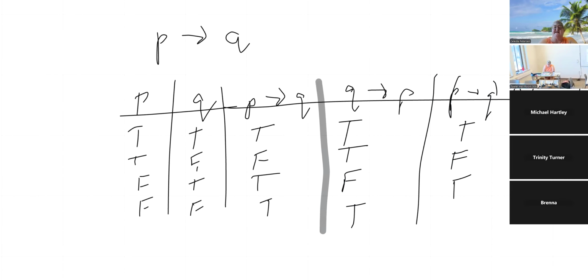This is the same as the biconditional, P if and only if Q. So in the biconditional, if P happens and Q happens, the biconditional is true. If P doesn't happen and Q doesn't happen, the biconditional is true. So for the biconditional, they have the same truth value to be true.